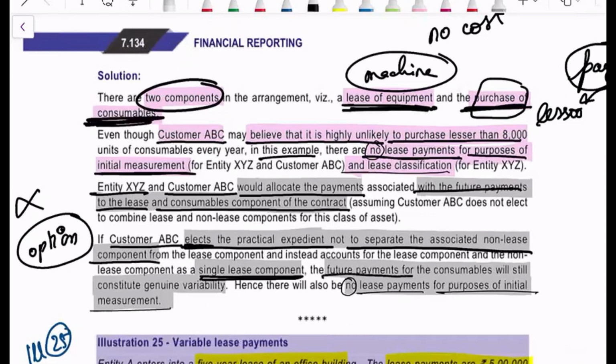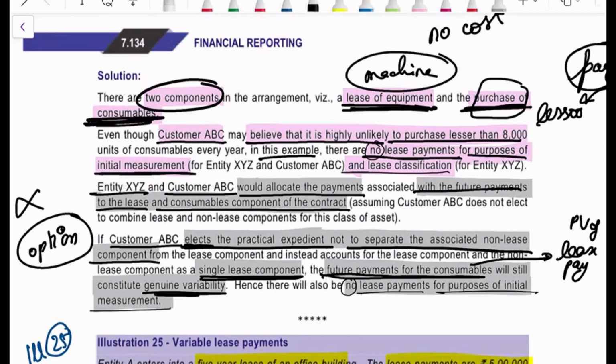So whatever future payments you are going to make for the consumables shall actually be your lease payments. That will be recorded as your present value of lease payments. But here, since the machine is also at no cost, and the future payments for the consumables have variability, you don't know exactly whether you will consume those 8,000 units or not. Even though you're sure, there is no take-or-pay agreement that you have to take a minimum of 8,000 no matter what. It depends on the lessee.